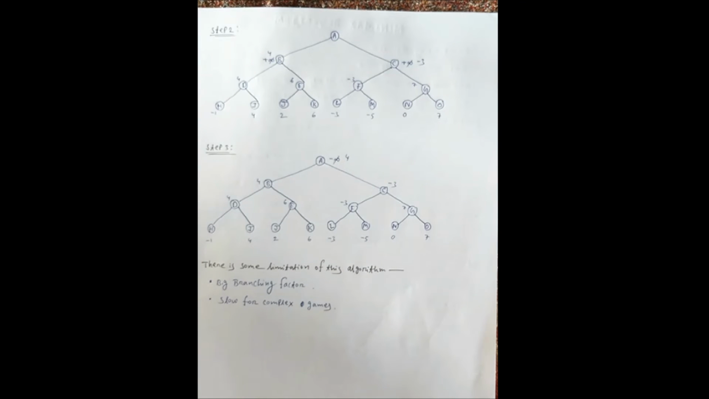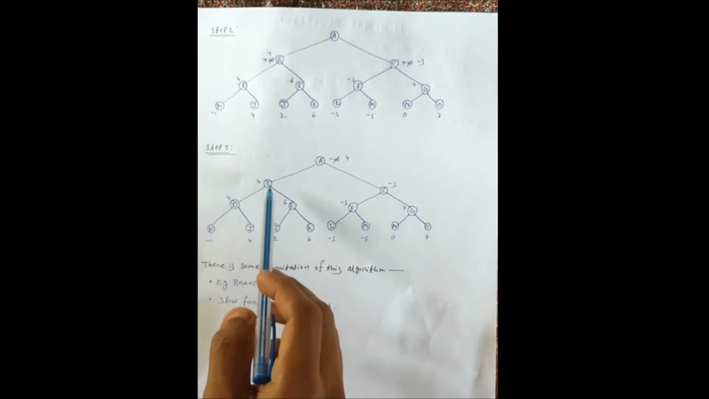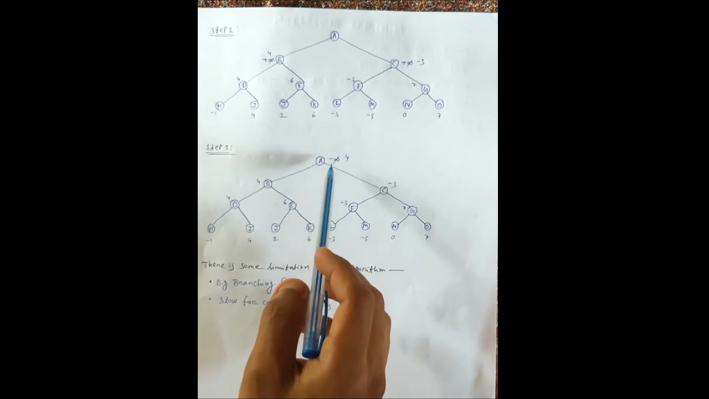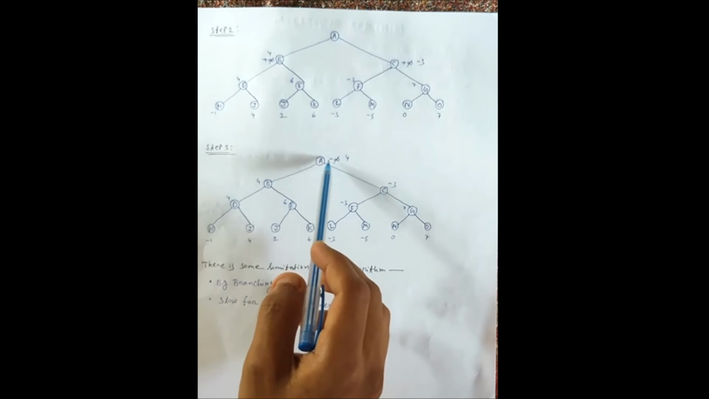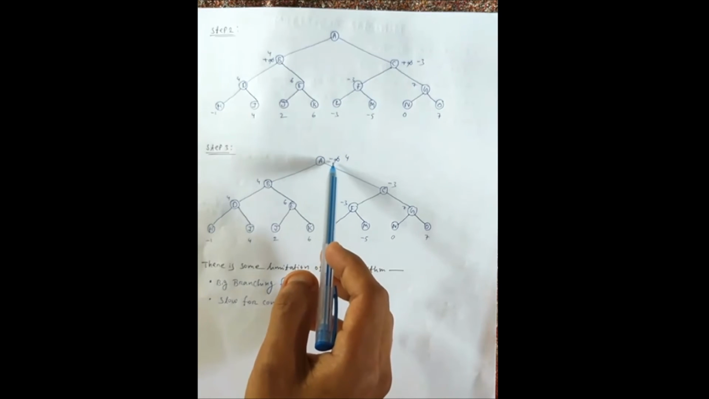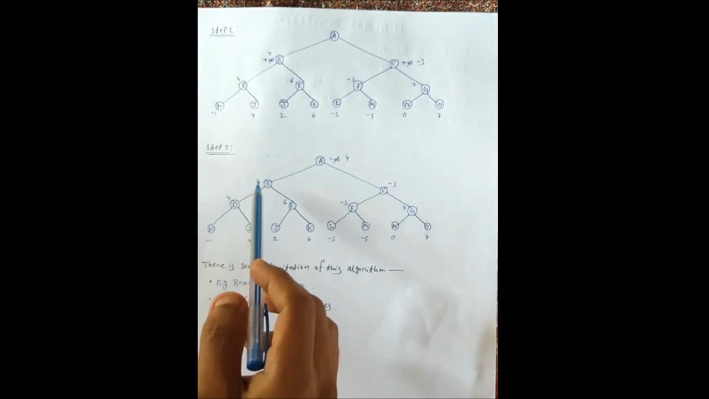This is the last and final step. In step 3, we will compare with the minimizer values and choose the greatest value. Okay, here these are two minimizers. So I have assigned in this maximizer minus infinity and am comparing with the minimizer.